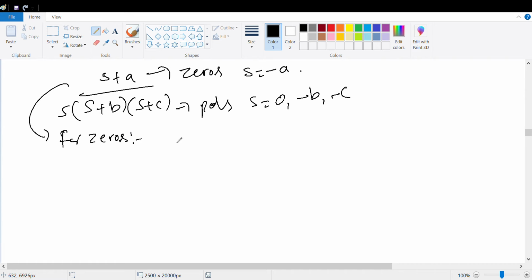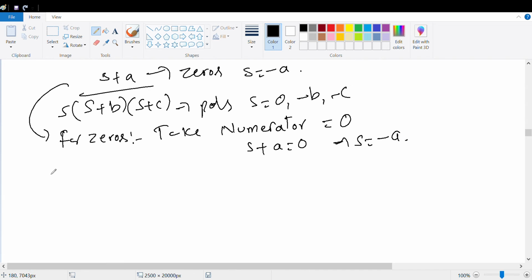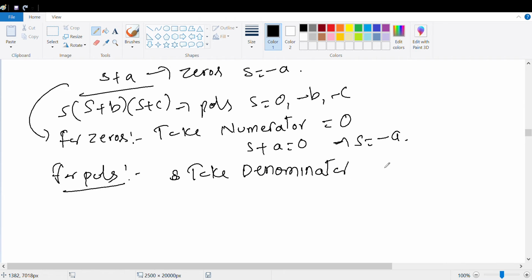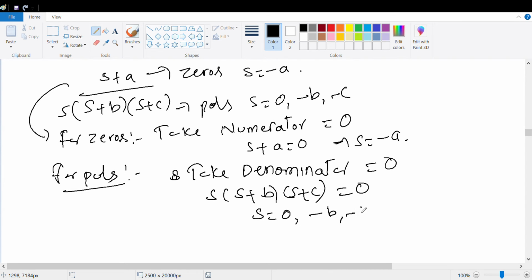For zeros, take the numerator equal to 0. s plus a equal to 0, so s is equal to minus a. And for poles, take the denominator equal to 0. Therefore s times (s plus b)(s plus c) equals 0, which gives s equal to 0, minus b, minus c.